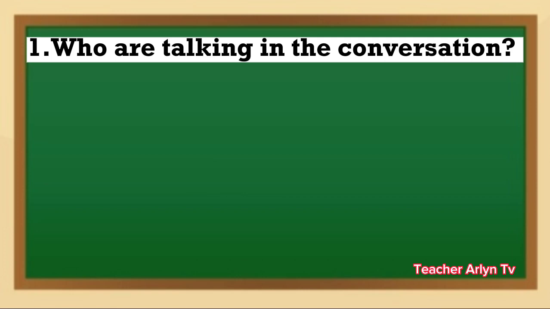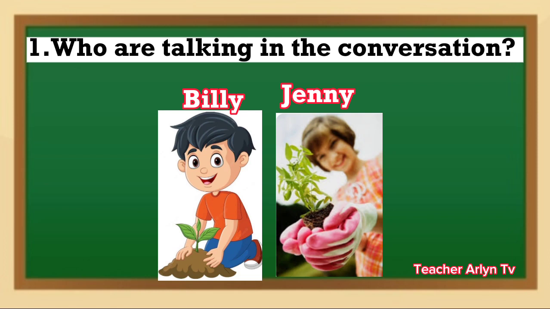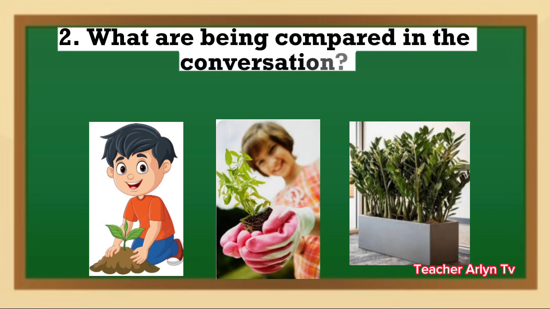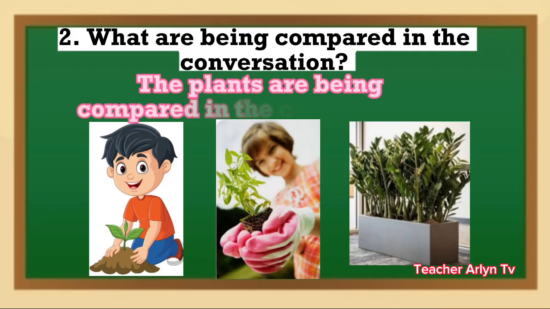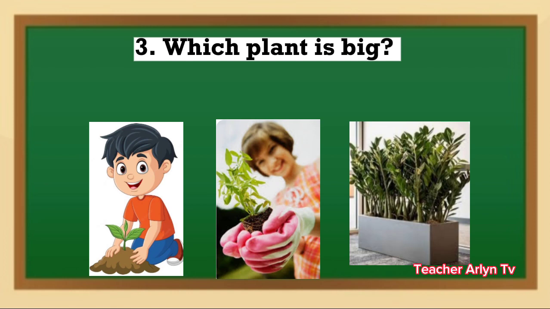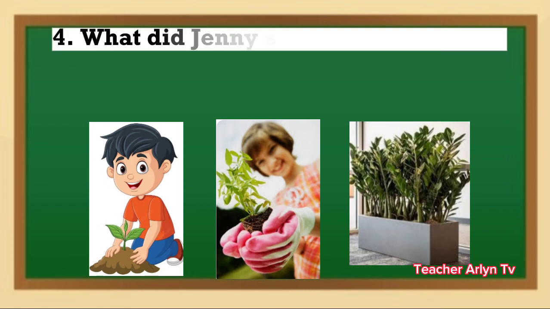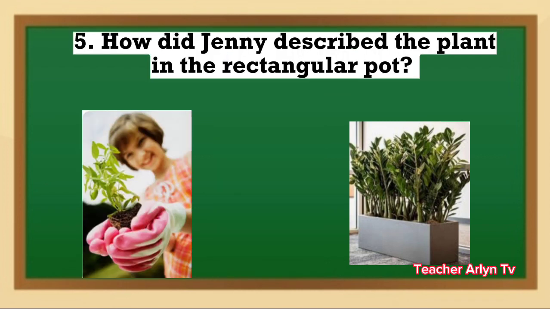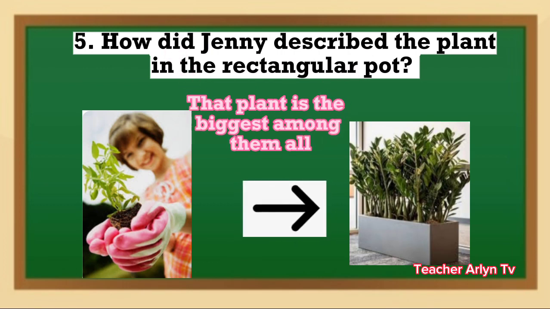First question, who are talking in the conversation? Very good, it's Billy and Jenny. Second question, what are being compared in the conversation? The plants are being compared in the conversation. Third question, which plant is big? The plant of Billy is big. Number 4, what did Jenny say about her plant? It is bigger than your plant. Fifth, how did Jenny describe the plant in the rectangular pot? That plant is the biggest among them all.